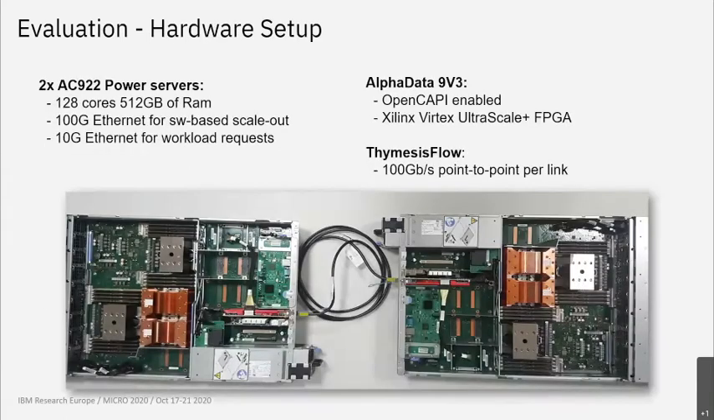Our hardware setup is composed of 2 AC922 power servers that are dual socket Power 9 machines. The ThymesisFlow custom design is implemented on the Alpha Data 9V3 accelerators that are OpenCAPI enabled FPGAs. And the network fabric is a point-to-point connection with 100 gigabits per second on each link. The 2 FPGAs have 2 ports, so there are 2 links between the 2 machines.